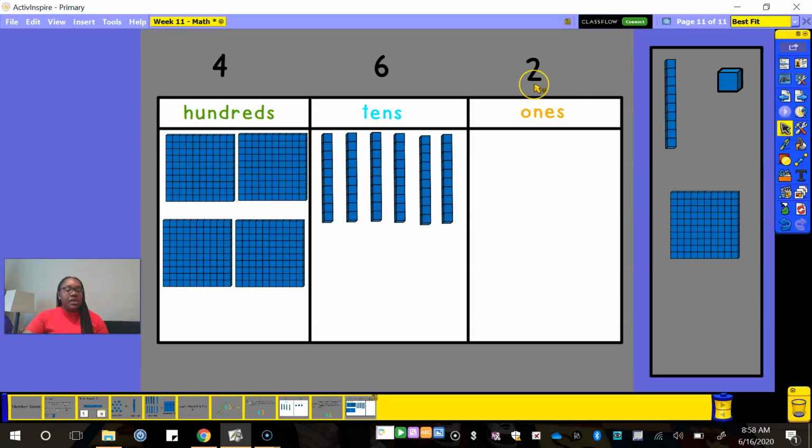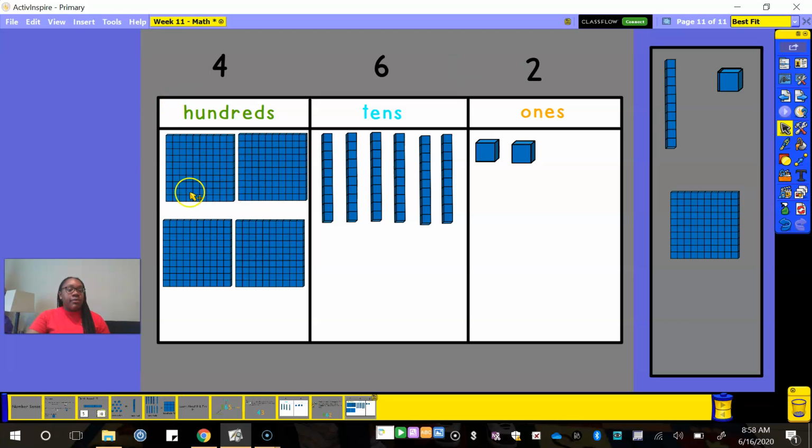How many do we need? 2. Good job. So let's drag over 1, drag over 2. Stop. So now we're going to explain to Emily how this shows the number 462. We're going to count it for her. But we don't have 462 items on the screen.